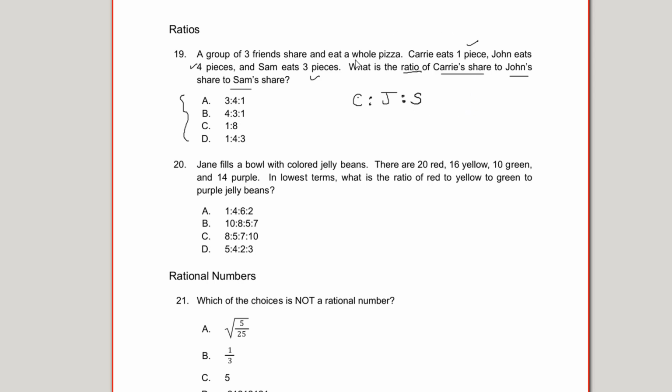So they eat the whole pizza, should be 1. So there are only 1 plus 4 plus 3. There are only 8 total slices of pizza. And Carrie eats 1, John eats 4, and Sam eats 3. So this is our ratio, 1 to 4 to 3, which is answer choice D.